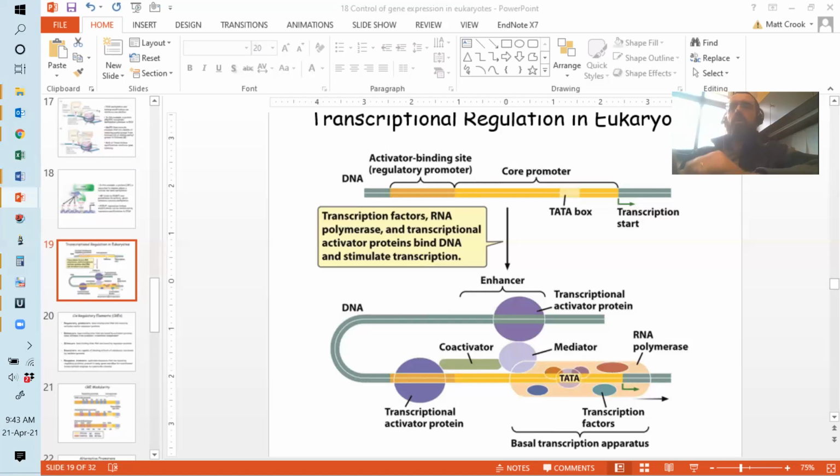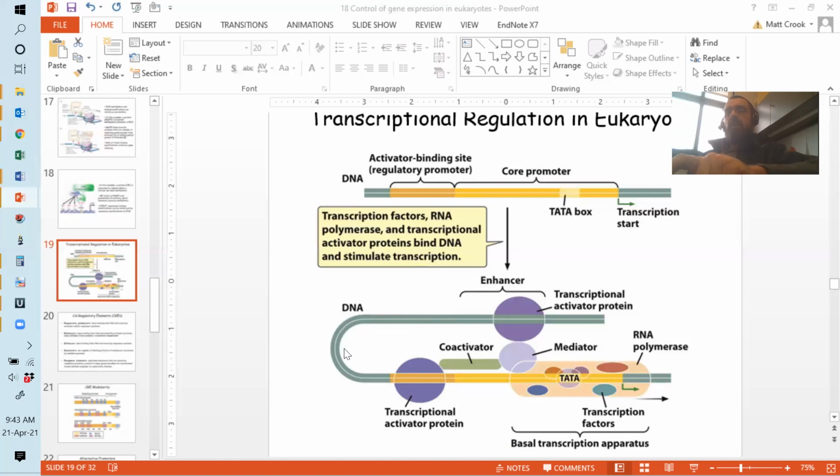And all of these, when I talk about regulatory elements, what I mean are sequences of DNA that are recognized by proteins, right? So those proteins may be transcriptional activator proteins, so proteins that promote transcription. They could be repressor proteins, so proteins that inhibit transcription via different mechanisms.